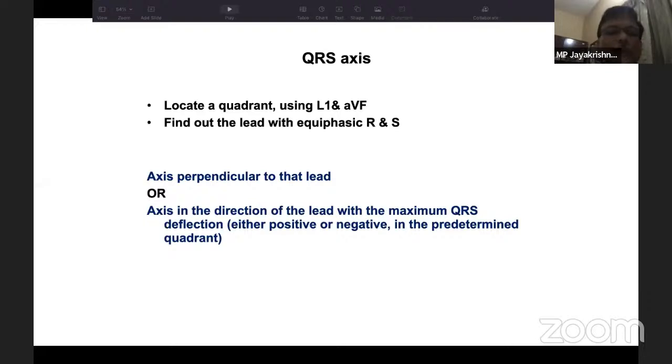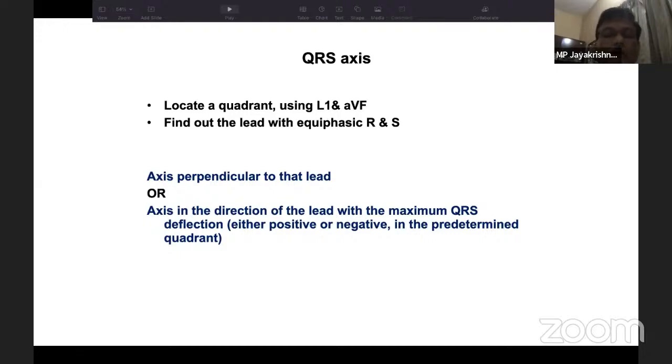What you actually do is, I showed you the hexaxial reference system there. You draw lead 1, which is the horizontal line, and then the vertical line is the aVF. Then find out whether the QRS complexes are positive or negative in these leads and locate the quadrant of the QRS axis. Find out the lead with the equiphasic R and S in the limb leads, and the axis will be perpendicular to that lead.